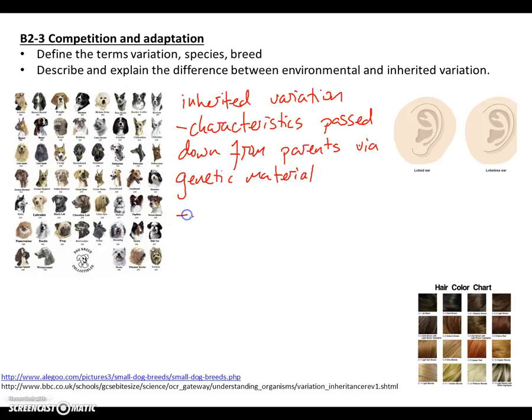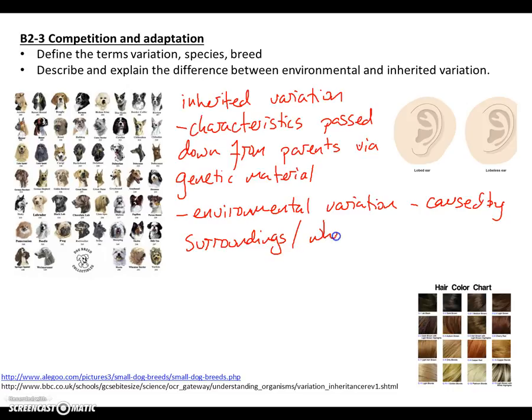Whereas your environmental variation is caused by your surroundings and what you do, really. So the earlobe is the classic example. You either have a lobe on your ear, a loose flap of skin at the bottom, or you don't, and that is inherited. So your genes, your genetic material, define what type of ear you have.